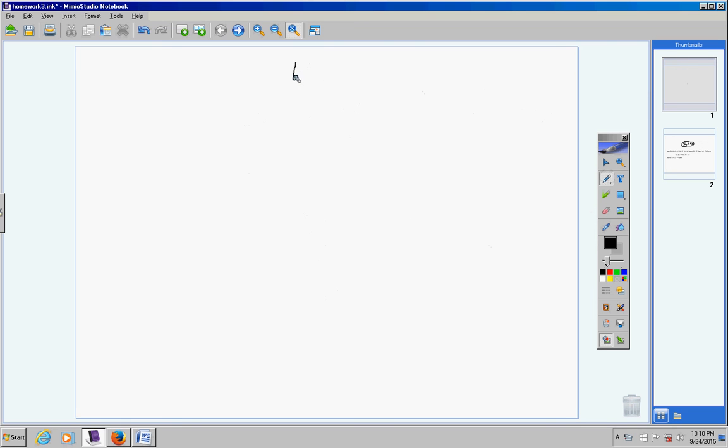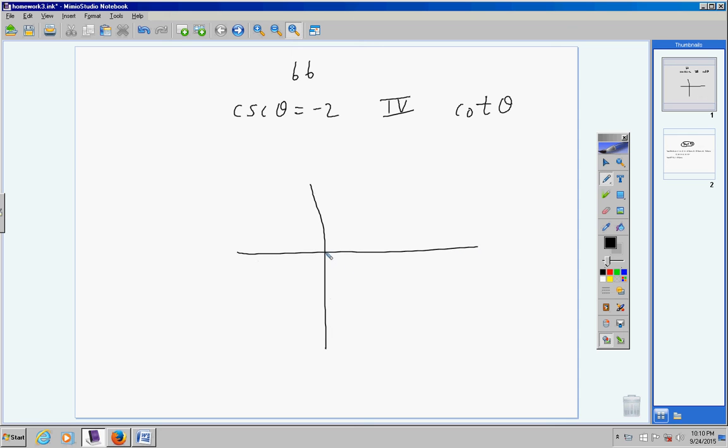Alright, let's see here. 66 is the same type of problem, and the information they're giving us is cosecant of theta equals negative 2. We're in quadrant 4, and they want us to find the cotangent of theta. Alright, these are really pretty simple, guys, not too difficult at all. We go to quadrant 4, right here. The sign sequence is negative, positive, negative, so cotangent is going to be negative because of my negative sign right here.